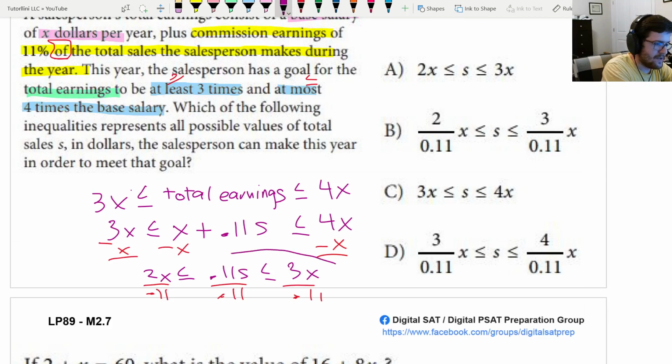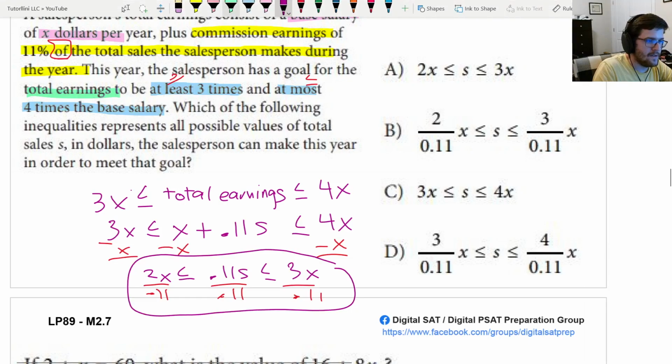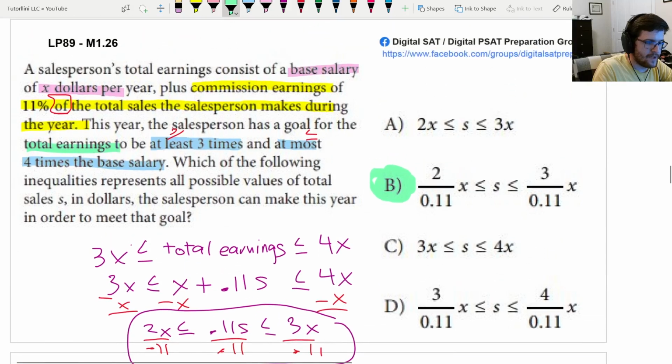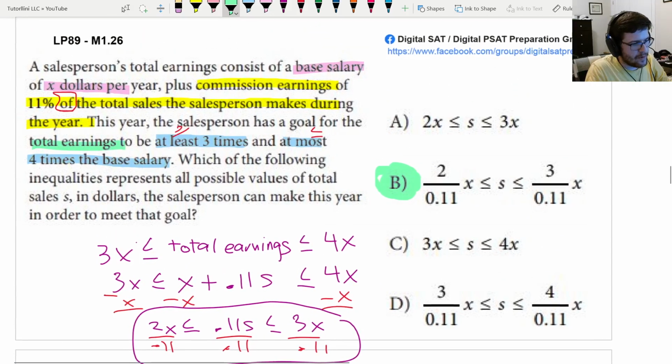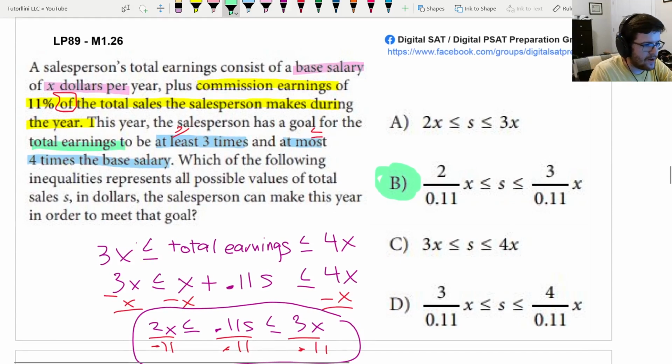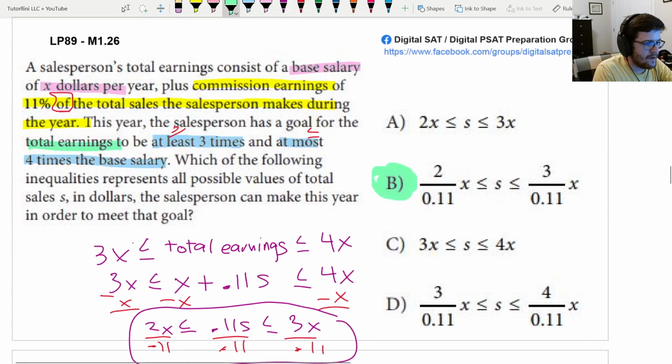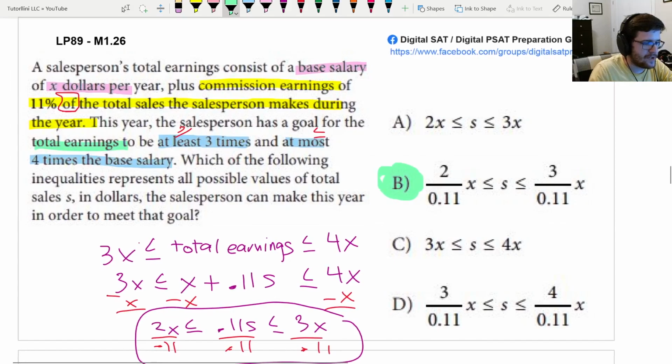All of a sudden, that is looking a heck of a lot like answer choice B. Man, that question was just very confusingly worded. I don't think I've ever seen one like this before where you have to do algebra on a compound inequality. That's very interesting.